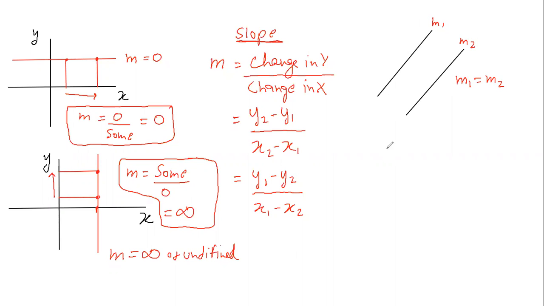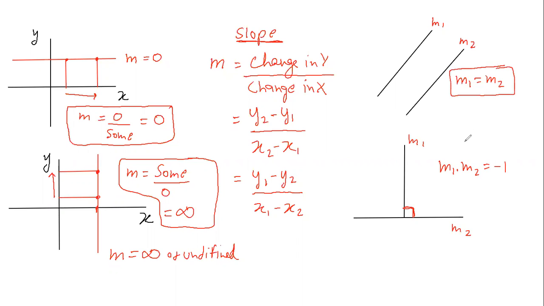Now if 2 lines are perpendicular, so if I just try to draw the perpendicular lines, what is the relationship between their slopes? Let's say the first line has a slope of m1 and the second line has a slope of m2. So these 2 lines are perpendicular. So what is the relationship between their slopes? If 2 lines are perpendicular, the product of their slopes is -1. So if 2 lines are parallel, their slopes will always be equal. If 2 lines are perpendicular, the product of their slopes will always be -1. Or I can say they are negative reciprocal of each other.